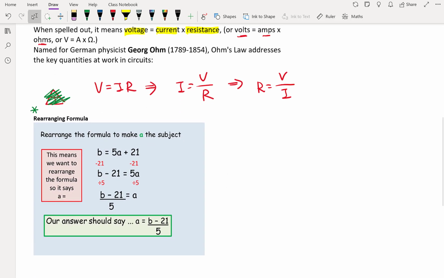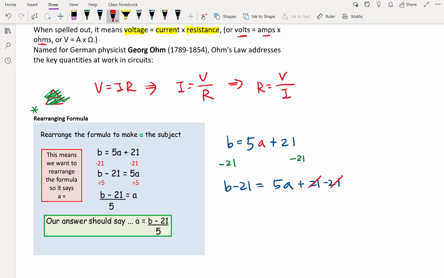For example, here we have a formula B equals 5A plus 21, and we are going to rearrange it to make A the subject. So how do we do that? First thing, you need to get rid of 21. And how can we get rid of 21? We need to minus 21 on both sides of the equal sign. After you minus 21, the left hand side becomes B minus 21, and 5A plus 21 minus 21, they become 0, nothing there.